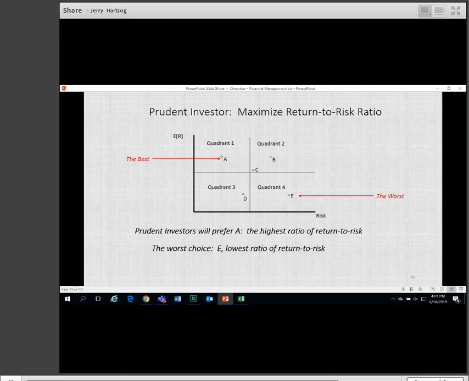Okay, what do investors try to do? Well, we're going to look at several graphs. This first one is a quadrant graph. And basically, an investor wants to, for whatever risk they take, maximize their return.